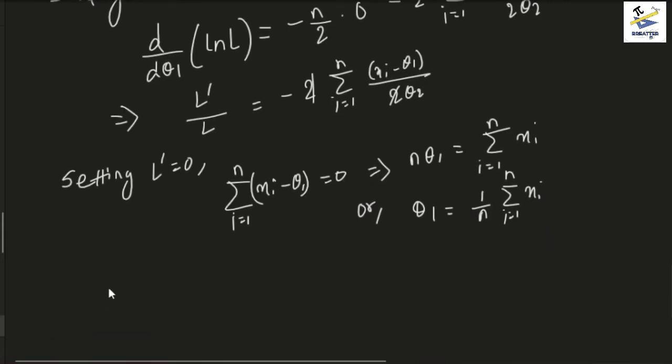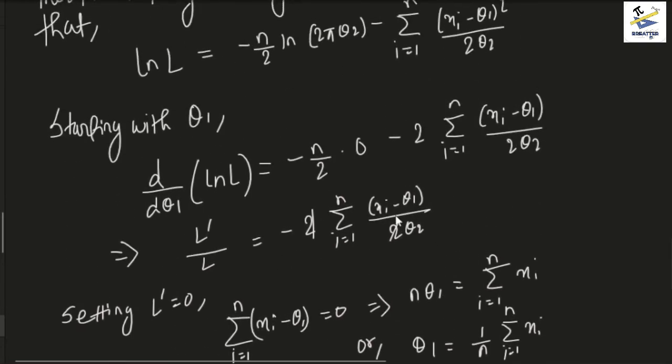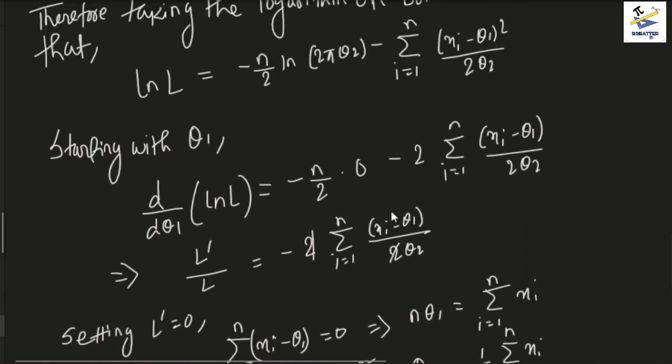Therefore, the MLE has been found, and it is 1 by n times the summation of i equals 1 to n of xi, which is just the sample mean. Now let us do the same method for part 2.